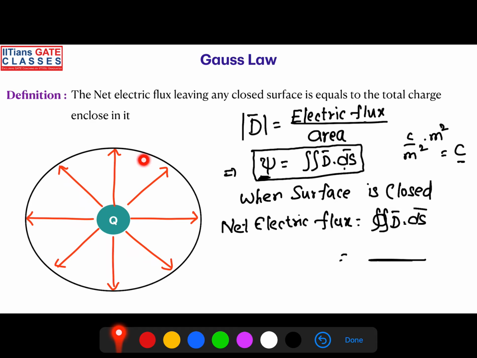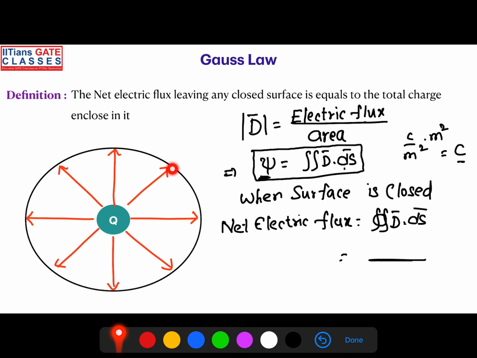So since you have taken a closed surface, you are able to capture all the total flux lines which are generated from the source, isn't it? Is there any flux which is missing out? Definitely no. Since you have taken a closed surface, the net electric flux leaving this closed surface is exactly equal to the sum of the total flux generated from the charge itself.